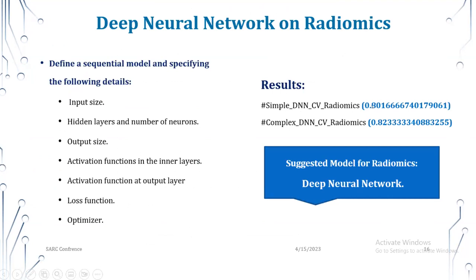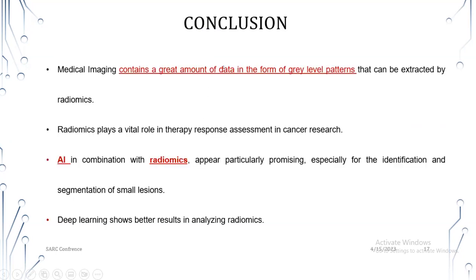And these are the results after applying the deep learning model to analyze radiomics. I got an accuracy of 80% using a simple deep learning model, and by increasing the number of layers of the model, I got 88%. So this suggests the deep learning model is promising for analyzing radiomics. And this is my conclusion.